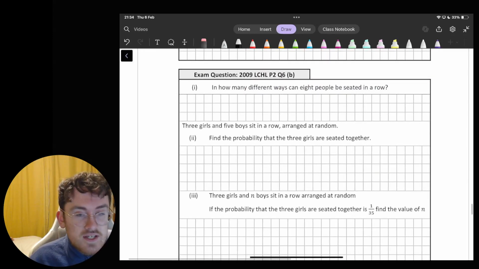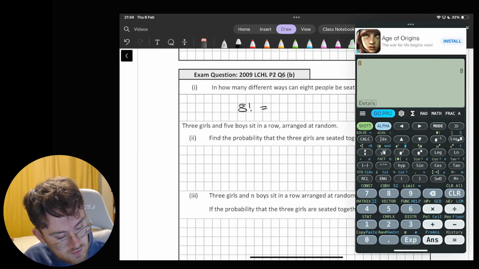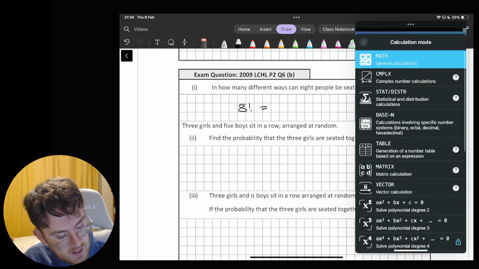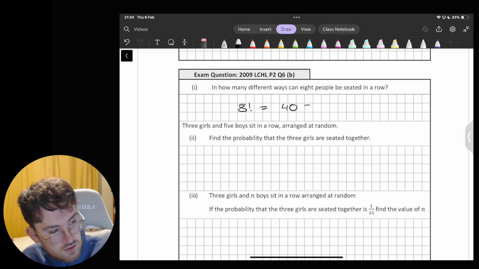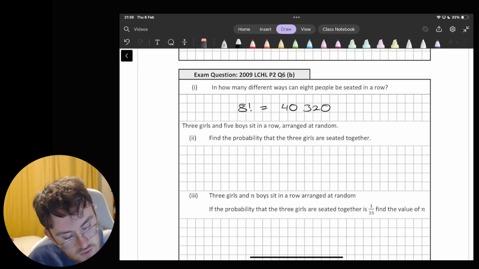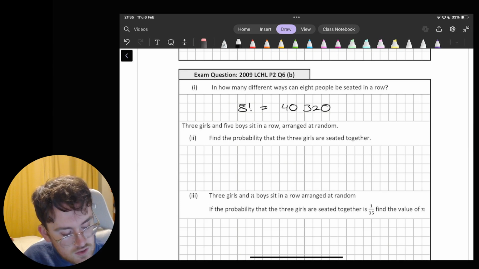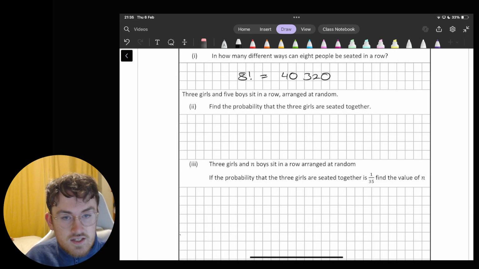In how many different ways can 8 people be seated in a row? This is an arrangement, so 8 factorial different ways of arranging people in a row. And that's 40,320, so quite a few as it happens. 3 girls and 5 boys sit in a row arranged at random. Find the probability that the 3 girls are seated together.